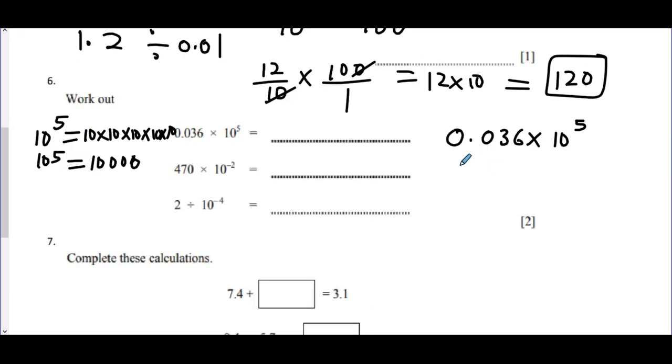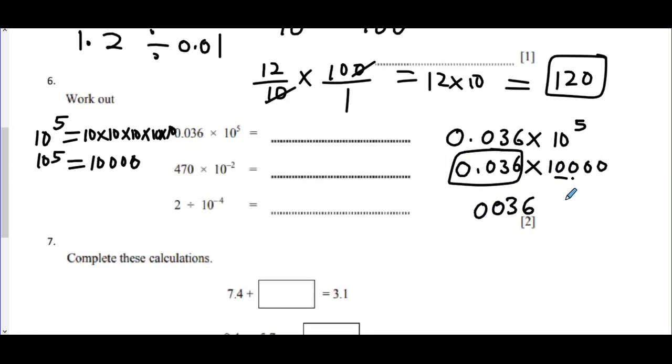Then you're going to do 0.036 times 10,000. And you end up counting that 0.036, this number here, is 3 decimal places. So you're going to have 36 times 1. You're going to have 36 like that, and then you're going to have these zeros. I'm just copying the same thing, 0036, but without putting a decimal point. And then these 5 zeros, keep them here next to each other. So you're going to have 1, 2, 3, 4, 5.